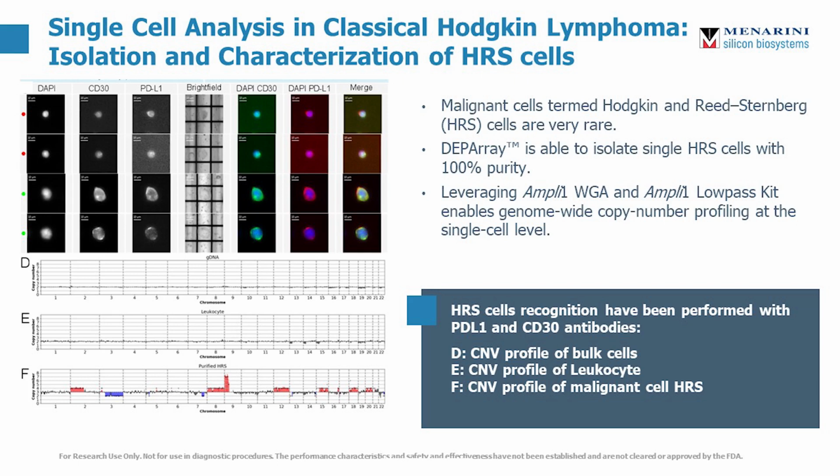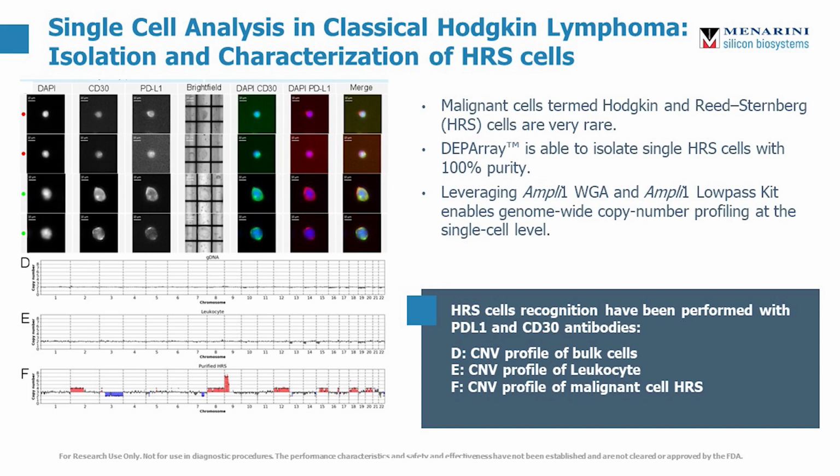Now, I mentioned that the DEPArray FFPE application is open in that you can do staining aside from the staining that is included in our FFPE sample prep kit. And that was what was done in this particular case, as you can see in the top left. We're looking at DAPI signal and CD30 signal and PDL1 signal. These are markers for these HRS cells. Once we have isolated each of these different kinds of cells using the DEPArray, we then can look at the CNV for bulk, or we can look at the CNV for the sorted leukocytes and of these sorted HRS cells.